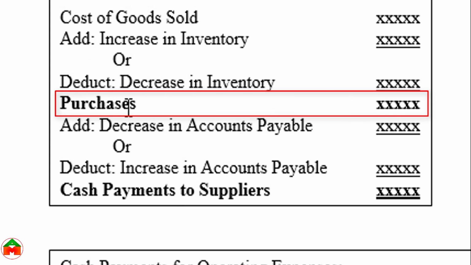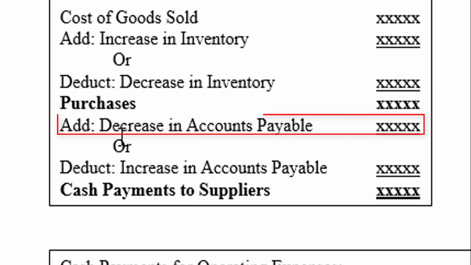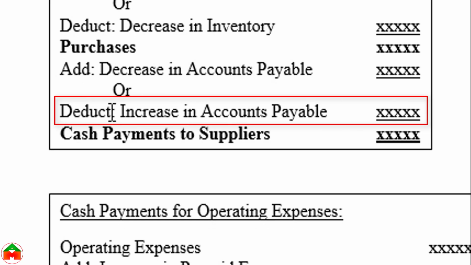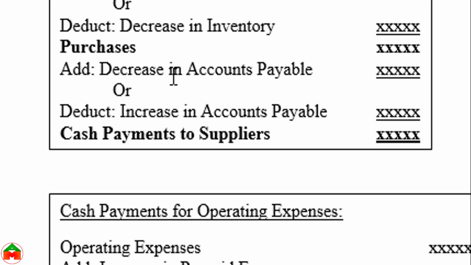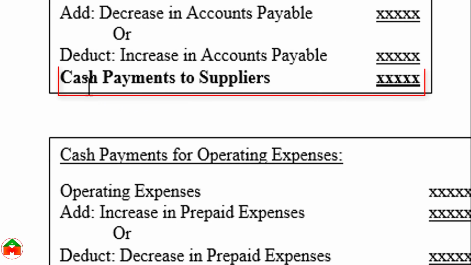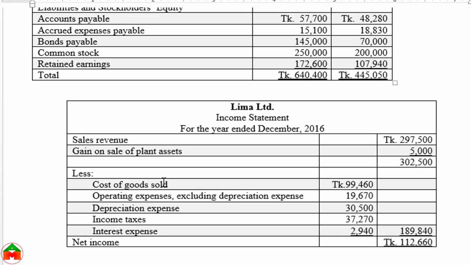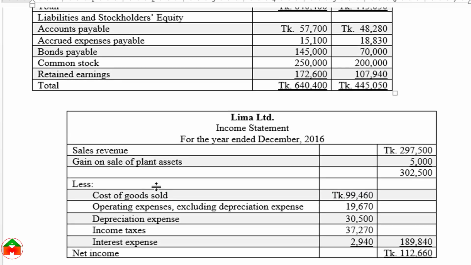With this amount of purchases, we will adjust accounts payable. If there is a decrease in accounts payable, we will add this amount to the purchases, or if there is an increase in accounts payable, we will deduct the amount from the purchases. After adjusting accounts payable with the purchases, we will get the final amount of cash payment to suppliers. So here in the question we can see in the income statement the cost of goods sold amount is 99,460. So with this cost of goods sold we will adjust inventory.